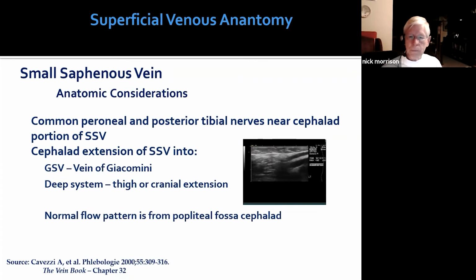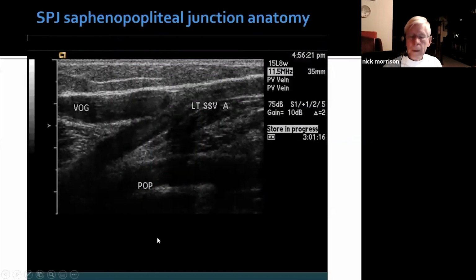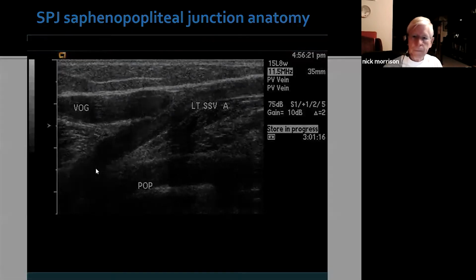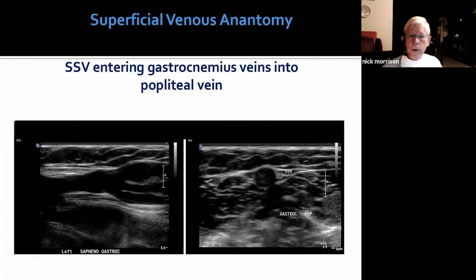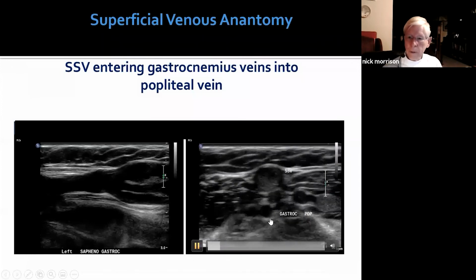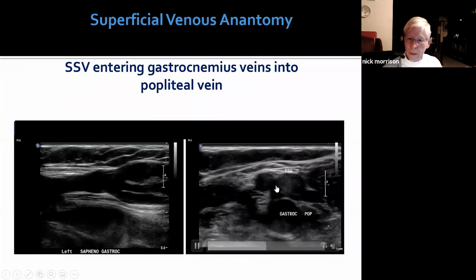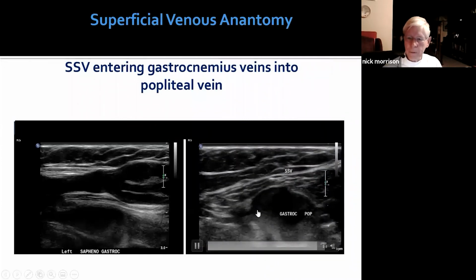Deep system via cranial extensions. Normal flow pattern is from the popliteal fossa cephalad. That's that same image. Abnormal: the vein of Giacomini, incompetent, small saphenous vein comes into the popliteal junction. The small saphenous vein also enters sometimes the gastrocnemius vein and then into the popliteal vein. Let's see, there's a video image. That's small saphenous down into the gastroc and then down into the popliteal vein.